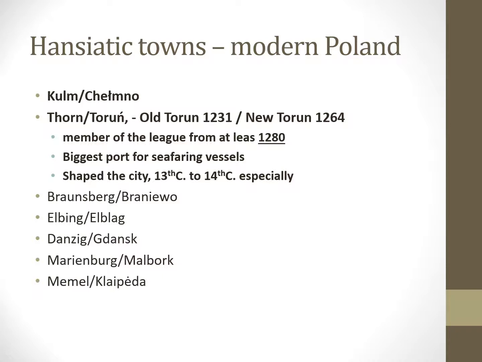Hanseatic towns that are now in modern Poland include the old Prussian towns of Cholm or Chelmno, Thorn or Torun, and I give you here the German names on the left and the modern Polish names in the east. Of course, the oldest of these is Torun, which was founded in 1231, with a new town founded in 1264.